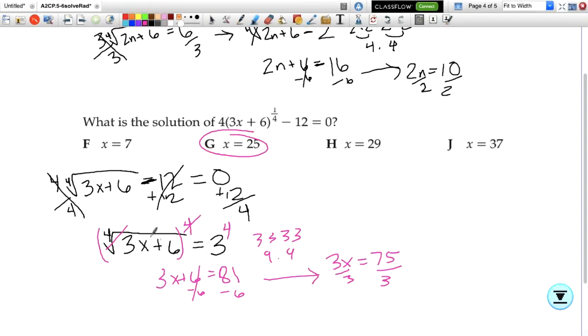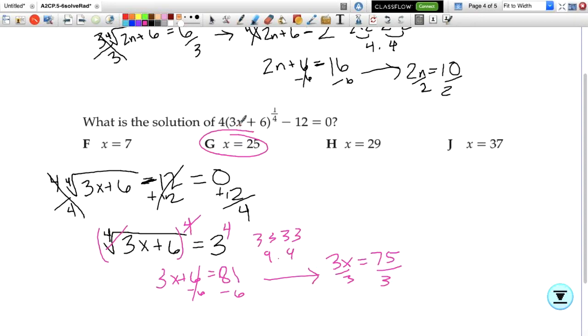Now my root sign was isolated, right? It was the only thing on this side, and I knew that I was able then to raise it to the 4th power to cancel out my 4th root. And I raised my 3 to the 4th power. It is not 12. It's 3 times 3 times 3 times 3. It's 81. It's a big number, okay? I minus 6, got 75, divided by 3, and got 25.